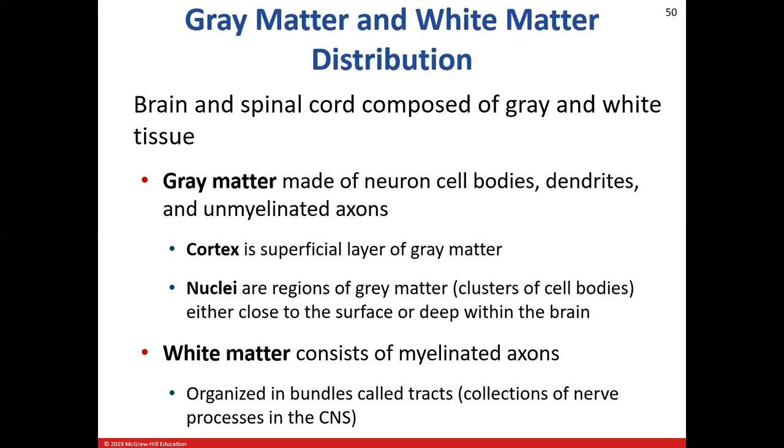The cortex of the brain in the cerebrum is that superficial layer of the gray matter. Remember our definition for nuclei, which are clusters of cell bodies that we find in the CNS. Nuclei are regions of gray matter, and they're either close to the surface or they can be found deep within the brain. White matter, on the other hand, consists of myelinated axons, and they're organized into bundles called tracts. And again, if we remember that definition, tracts are collections of nerve processes found within the CNS.